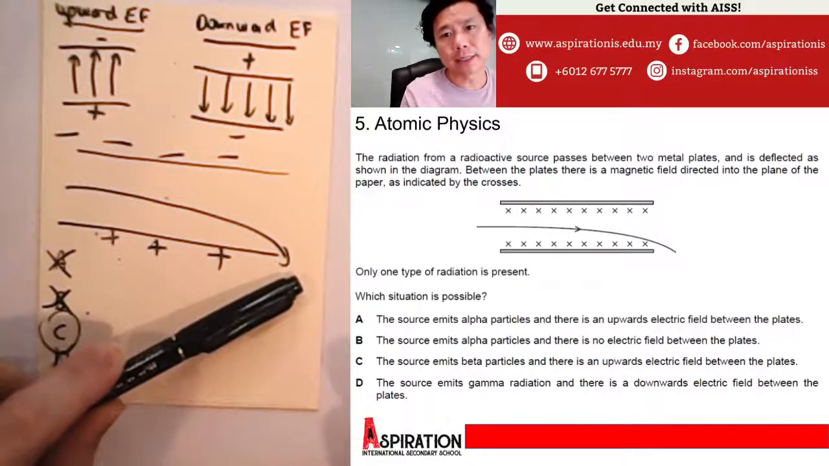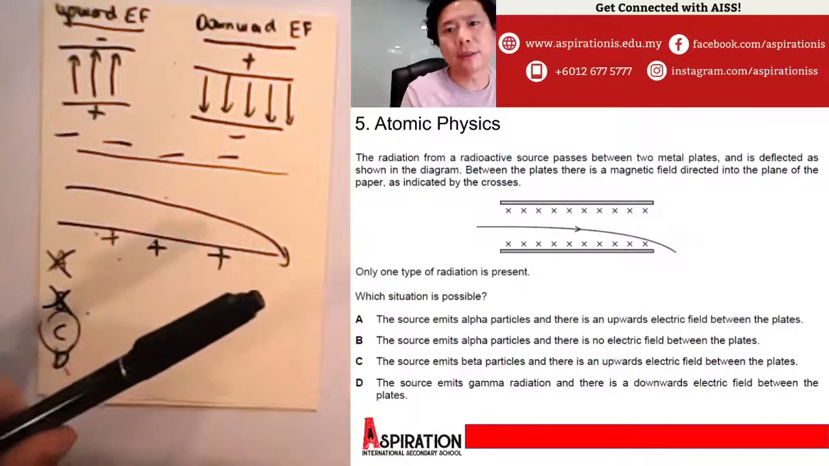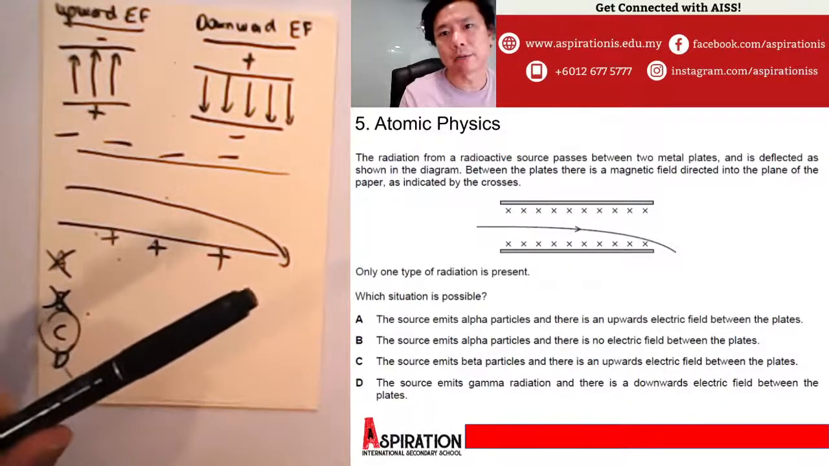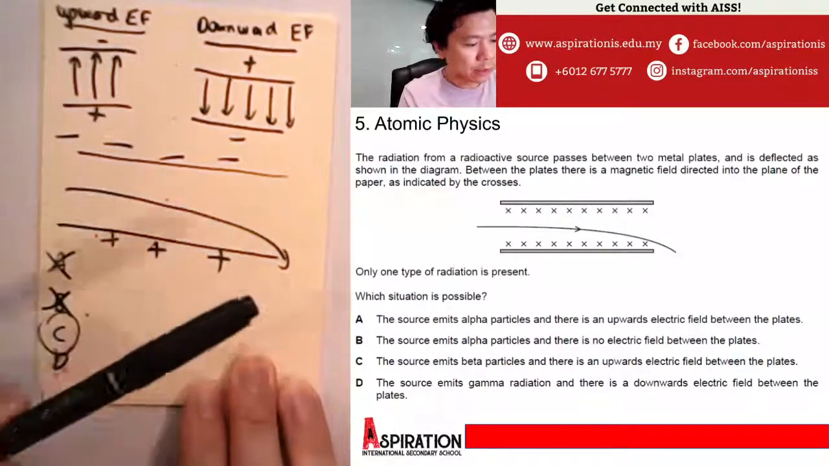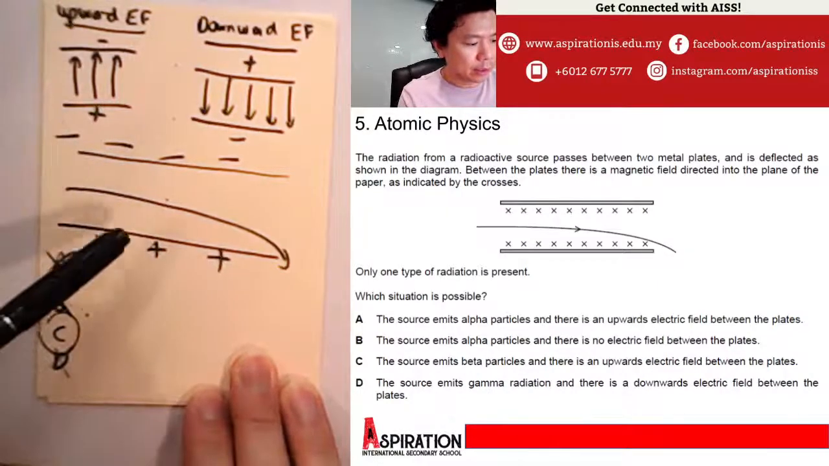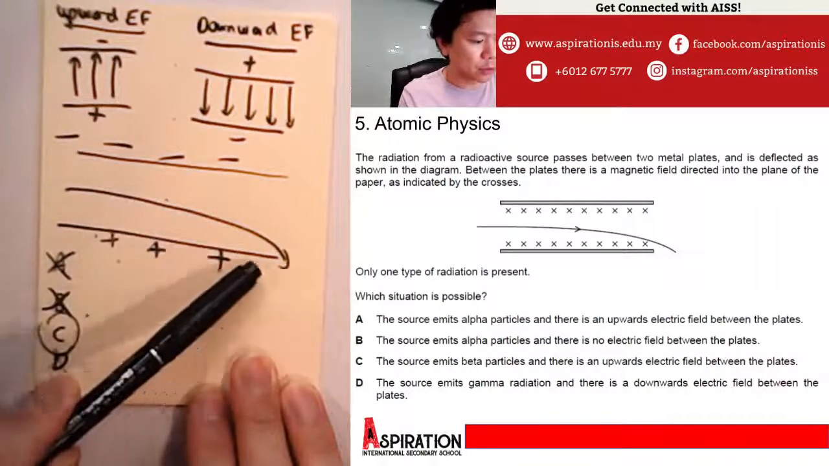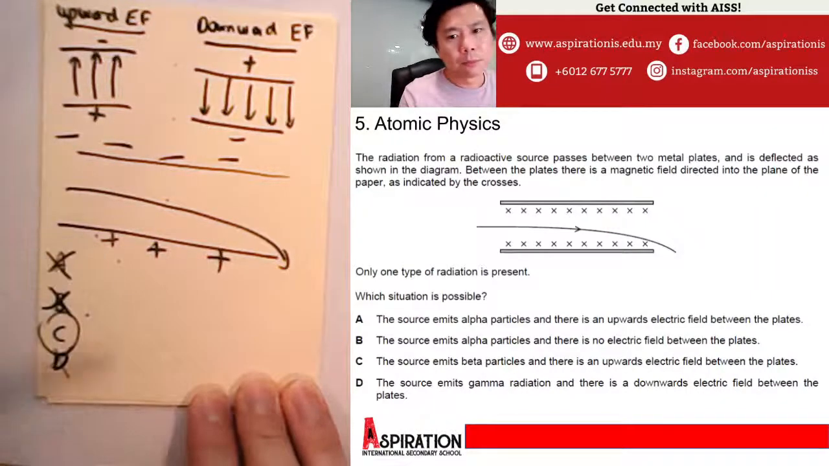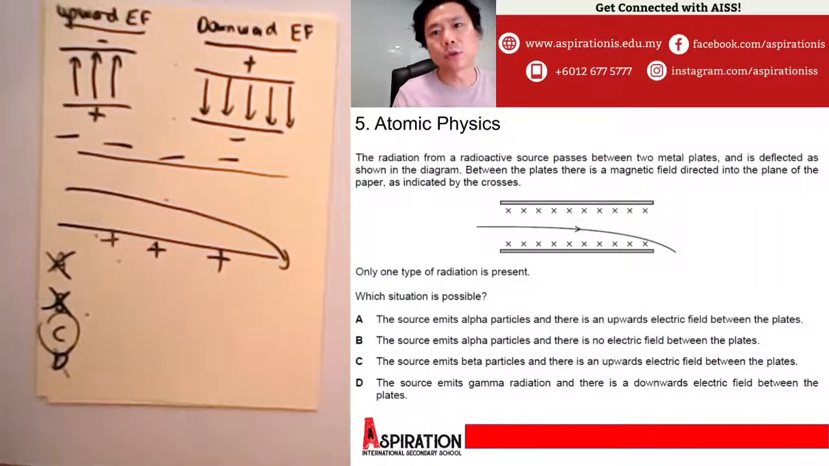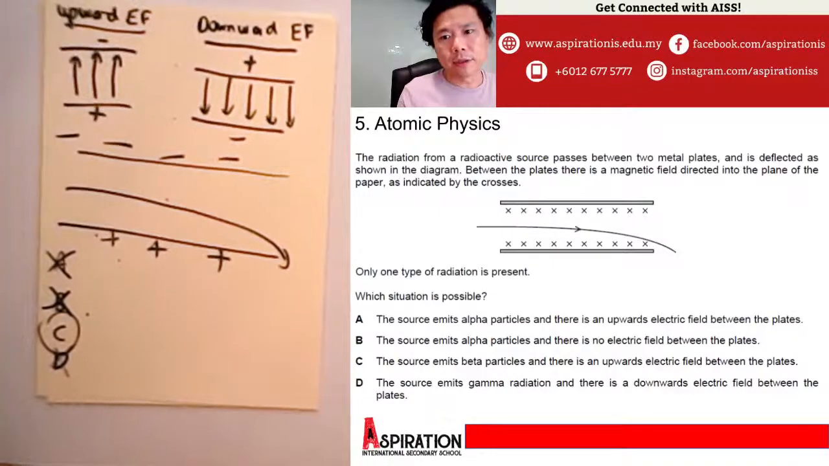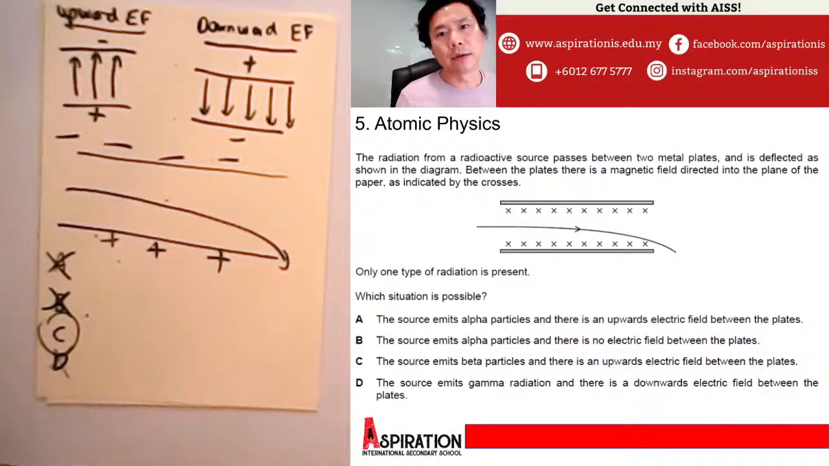You don't have to do this exercise actually, because if you have established that alpha goes up, beta goes down. So beta goes down and there is an upward electric field, so beta will also be attracted to the positive terminal. So the sentence has two parts. If it is beta, it will go down, and if it was electric field upwards, it will also go down. So irrefutable that C is the answer.